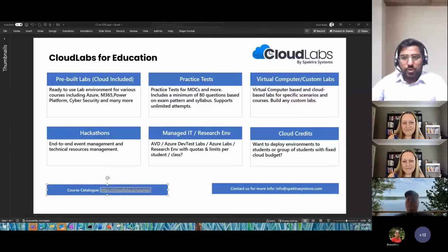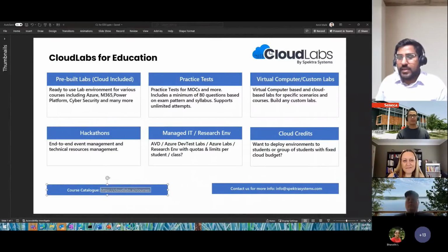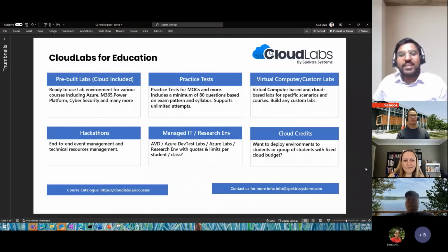Perfect. Yeah, there are some more questions about Cloud Labs, so I can quickly give a two-minute overview of what Cloud Labs is and what it does. It's a hands-on lab platform in a nutshell. It's a SaaS-based platform where you can leverage existing labs that we have built around, for example, Azure courses like AZ-900, Azure Administrator, Developer, and so on, Power Platform, security, cybersecurity, ethical hacking. There are tons of courses which are pre-built and ready to use.